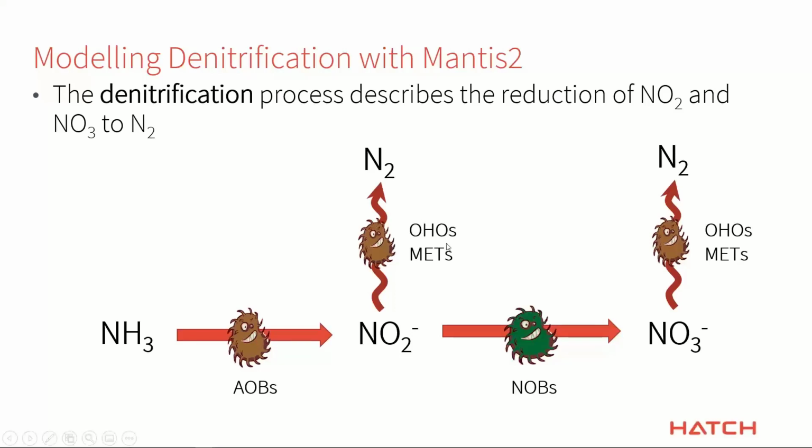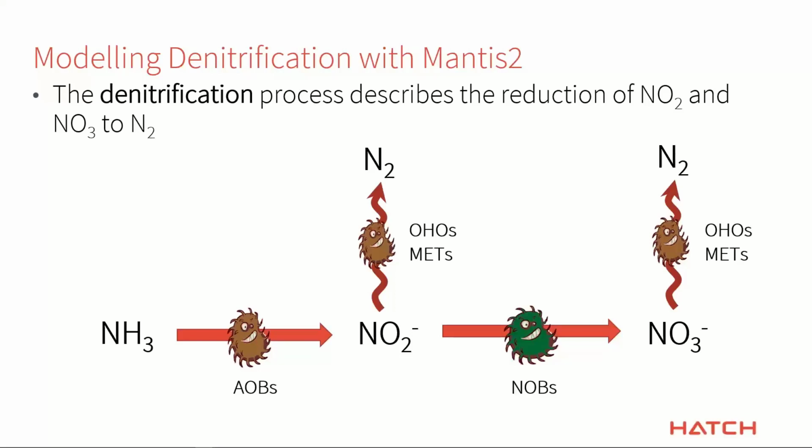These are ordinary heterotrophs, and I also put methylotrophs here as well because we do have that in GPSX, a whole separate biomass type that uses only methanol as its substrate. And so these things are then working in concert. And this is, of course, as it is with activated sludge, all happening together in the same tank at the same time.